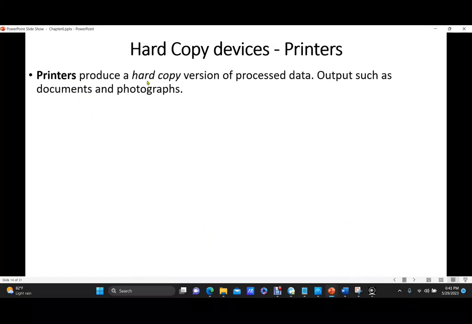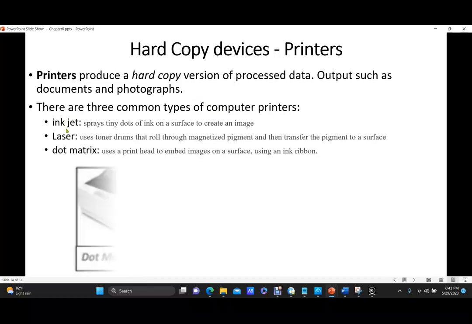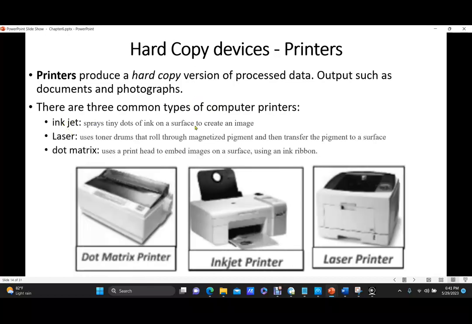Printers produce hard copy versions of processed data. They print out documents, photographs, similar kinds of output. There are three common types of computer printers: inkjet, laser, and dot matrix.